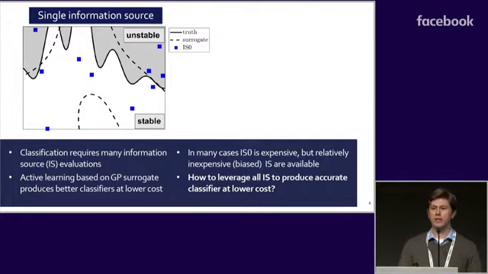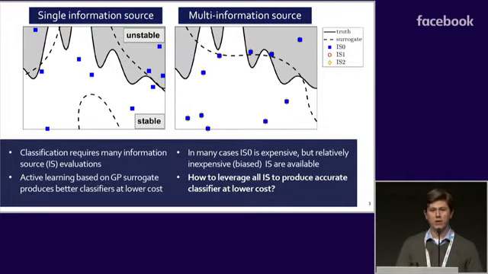The challenge here is that normally obtaining an estimate of this contour requires many function evaluations, and doing these evaluations in some problems is very expensive. However, in many cases, we also have access to other sources of information that provide relatively cheap information about the system in the form of some biased estimate of the expensive function. So the question that we wanted to answer here is how can we leverage all of these information sources to produce an accurate classifier at relatively low cost?